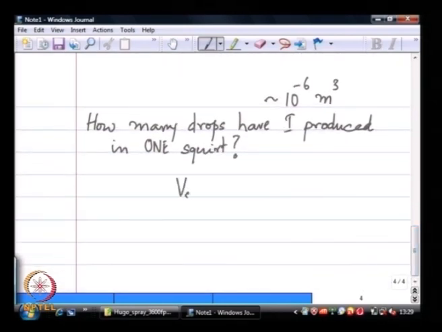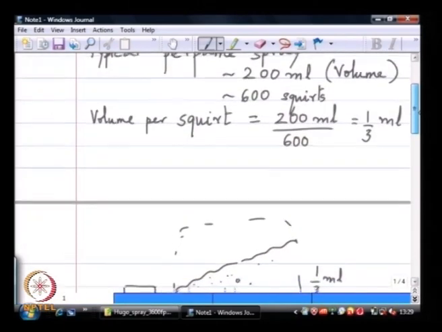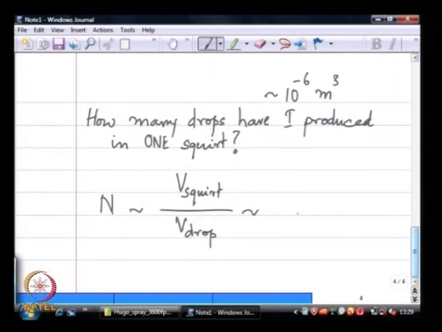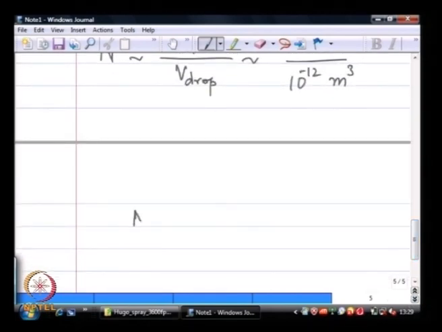That is simple, that is the volume in each squirt divided by the volume per drop, that gives me the number. So, this is 10^-6 meter cubed divided by 10^-12 meter cubed. So, n is on the order of 10^6.